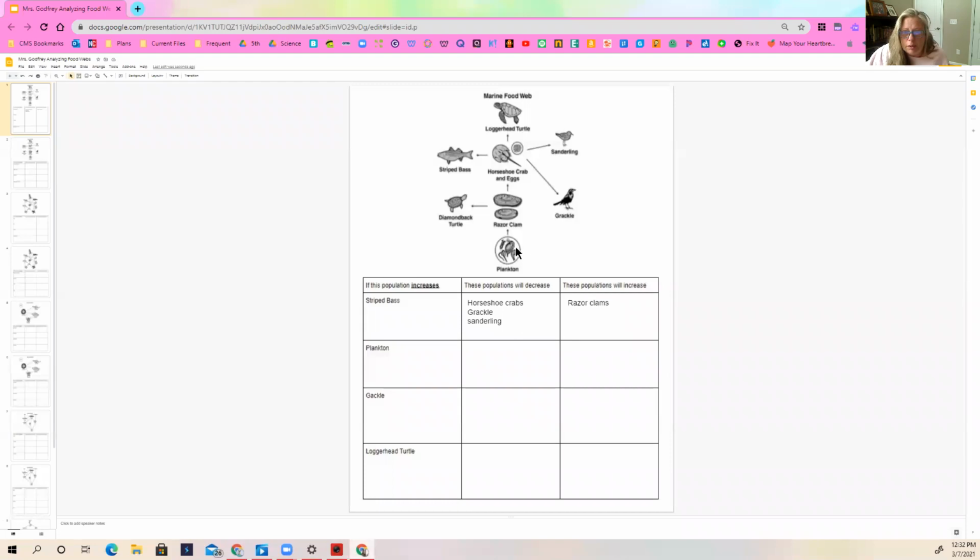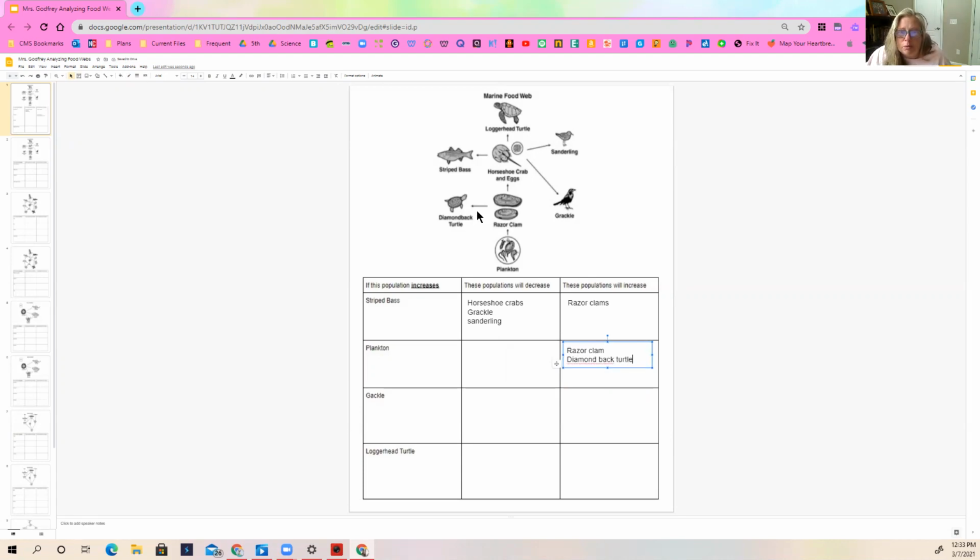Now, do you guys see what I mean there? If I have a whole bunch of plankton, that means the razor clams have lots of food. And if the razor clams have lots of food, then that means the diamondback turtle will also increase because it will have lots of food. More of the producer means more of the razor clam, which also means more of the diamondback turtle. So I think what I'm going to do is just start typing them right in there. Razor clam, diamondback turtle. There'll be more of them.